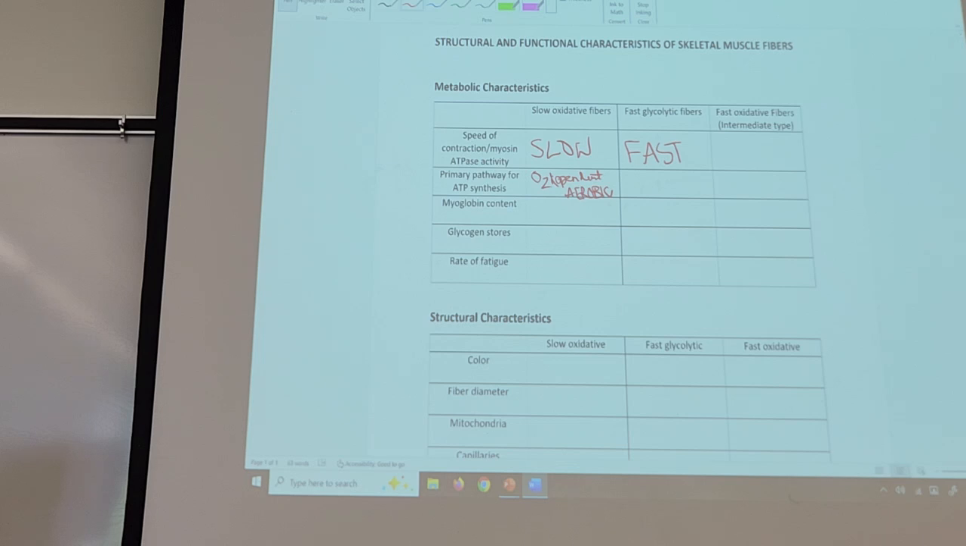So fast glycolytic fibers, what does glycolytic sound like? It sounds like glucose, it also sounds like glycogen, right, which is a stored form of glucose. So these fibers are not going to utilize aerobic means to generate ATP. They are going to use anaerobic. I'm just going to put anaerobic, and they're using glucose instead of oxygen, okay?